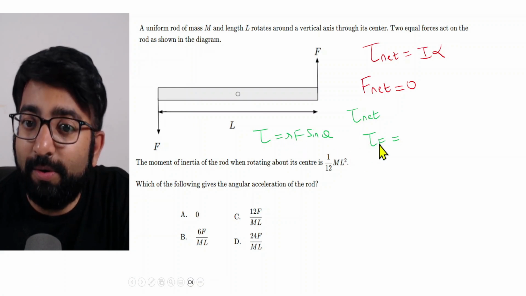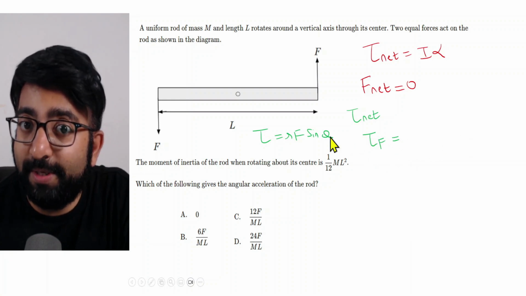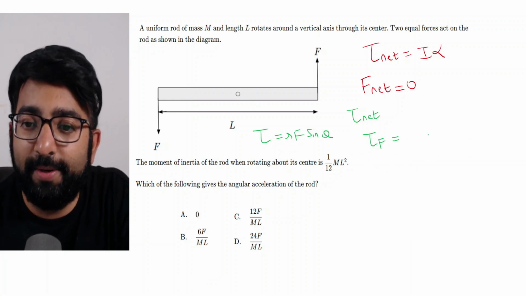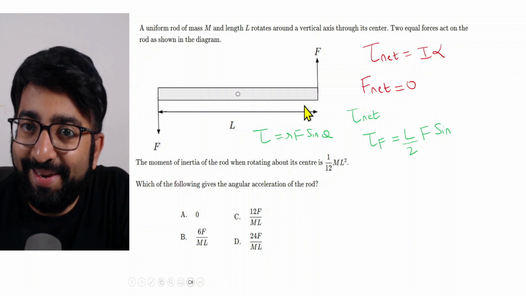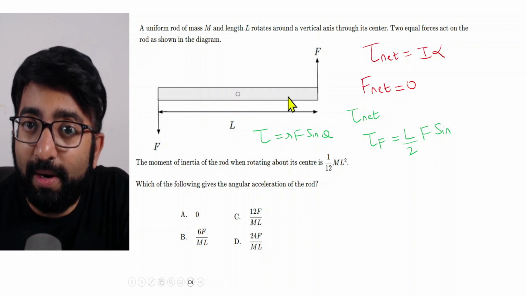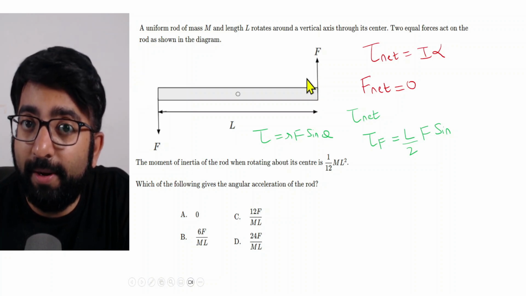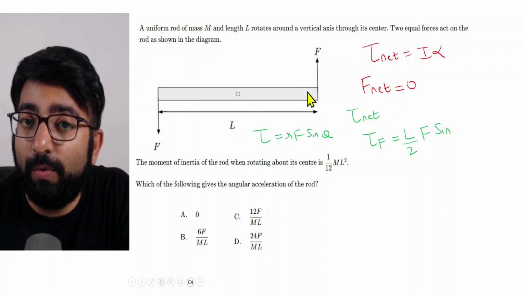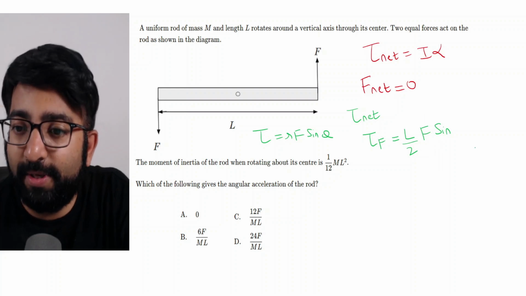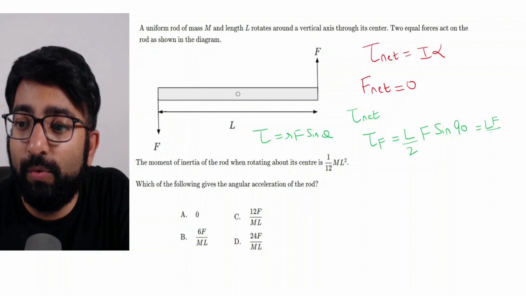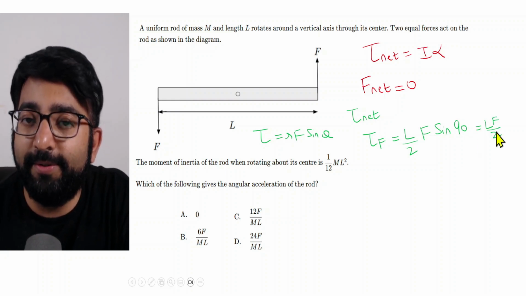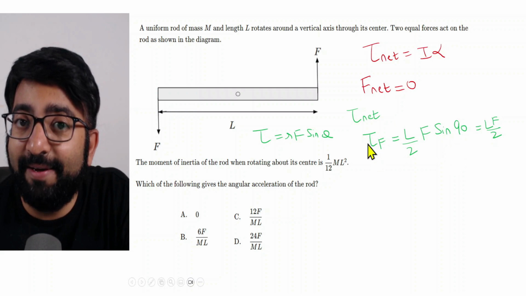So the torque of this upward force will be R F sine theta. R is L by 2, force is F, sine of theta. What is the angle theta? Theta is the angle between the force and the line R. From the diagram, you can see this force is applied perpendicular to the rod, which means theta is 90 degrees. So let's write sine 90. If we simplify this, we get LF by 2 as the answer, because sine 90 is equal to 1.